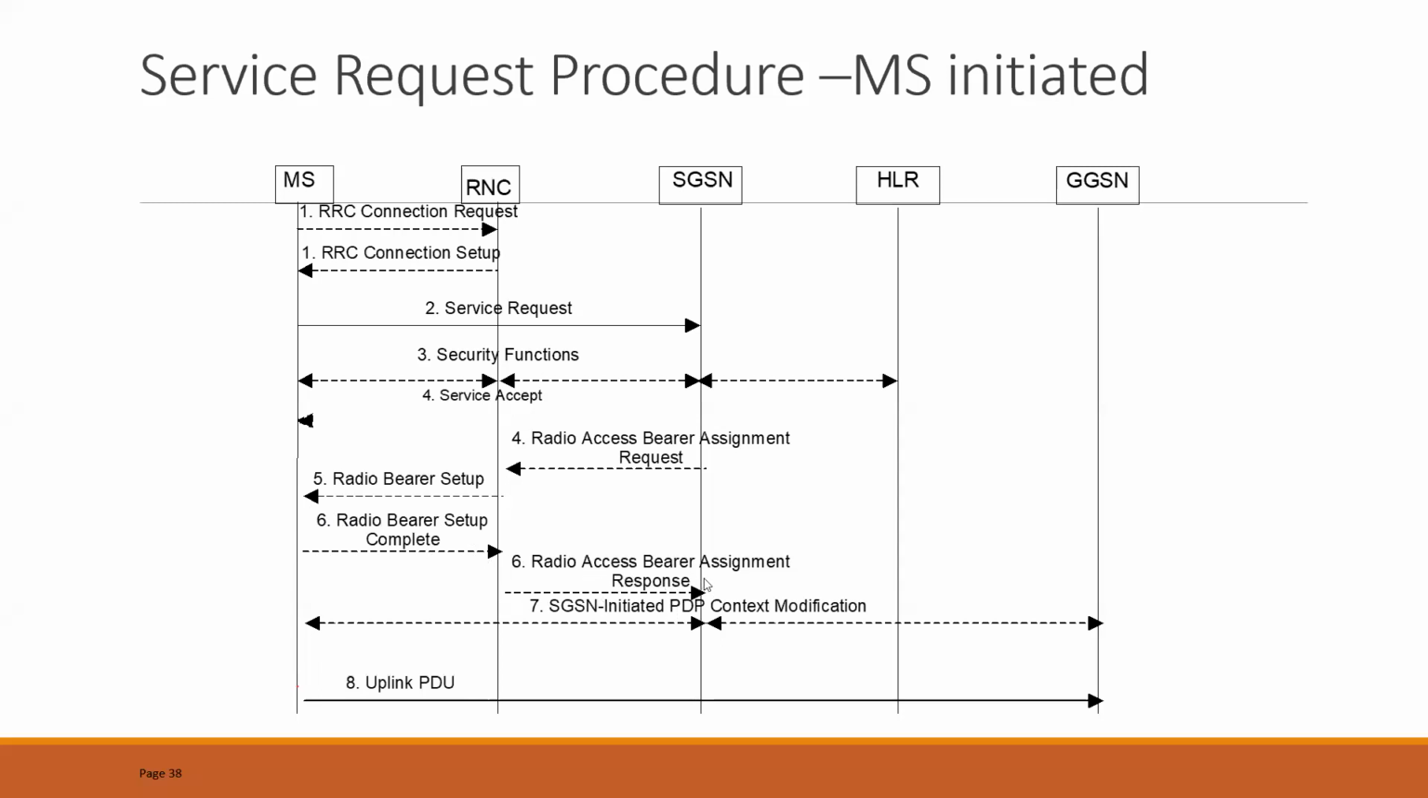Here, your RAB ID, the radio access bearer ID, is provided, and your RNC IP address is provided to your SGSN as well. And then there is your SGSN initiated PDP context notification. For example, the GGSN had a previous RAB ID available with it because the GGSN will need to communicate with the RNC.